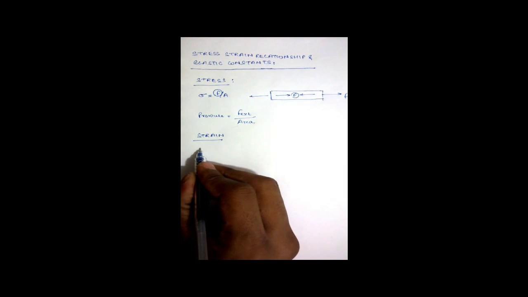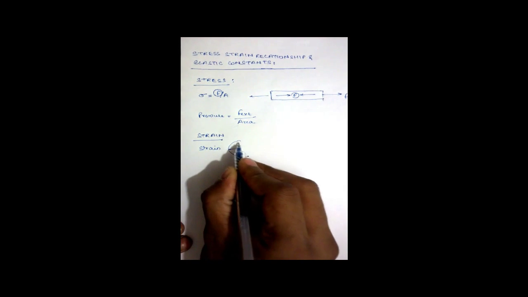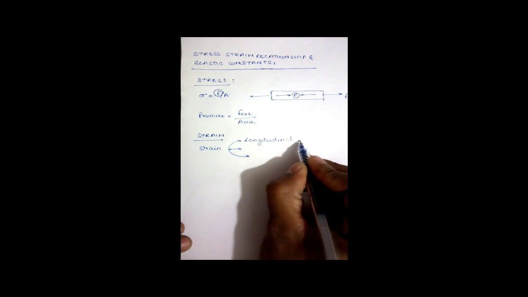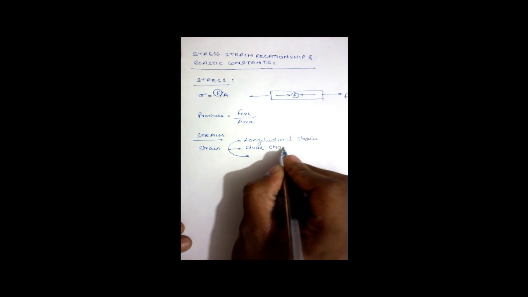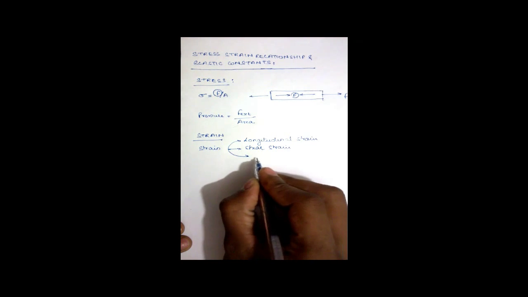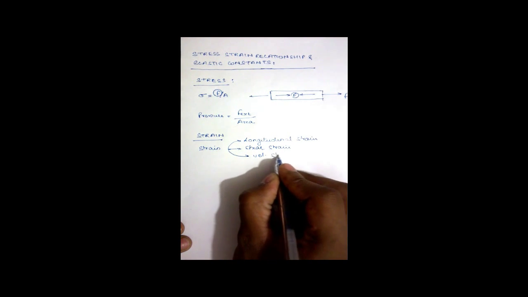Now, we need to understand what is strain. First, we need to classify strain. Strain can be classified in three ways. The very first one is the most common one: longitudinal strain, shear strain, and volumetric strain.